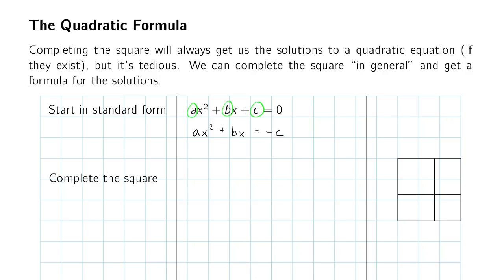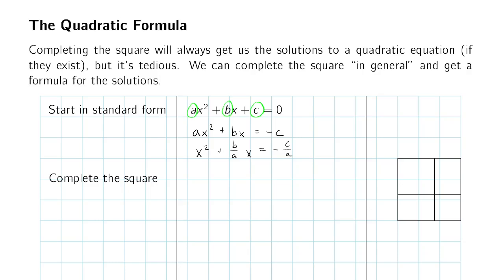Then we'll divide both sides by a. So we'll have x squared plus b over a times x equals negative c over a. So I've just gone through and divided each term by a. That did assume that a is not 0, but if a is 0, we don't have a quadratic equation. So that's a safe assumption.